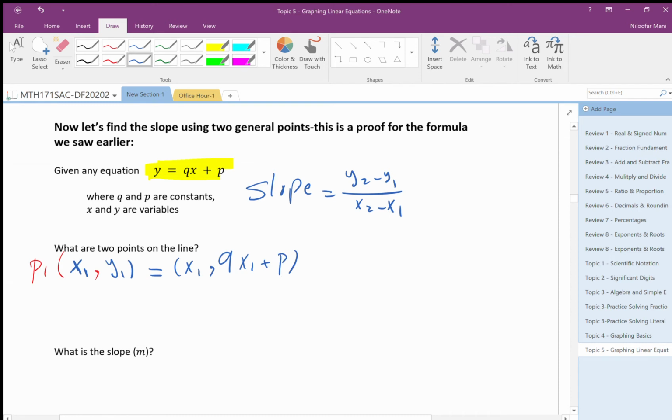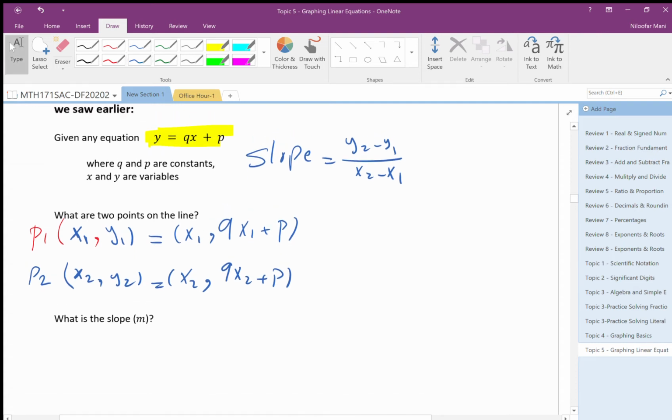Perfect. So the next point, which is p2, for example, here I don't call it p and q because then you mix it with p and q here. I can use a capital letter, I can use any words, I can use a, b, for example, for the point. Here I have x2 and y2, and that's x2, any point I want. And here I cannot say y2 is whatever I want. No, it's qx2 plus p.